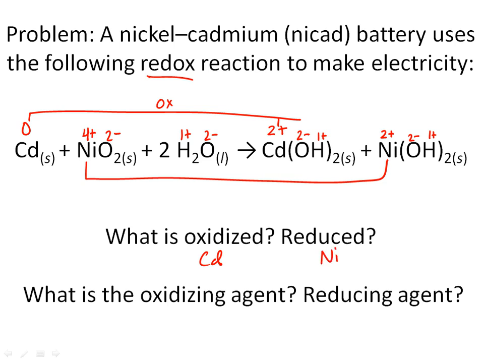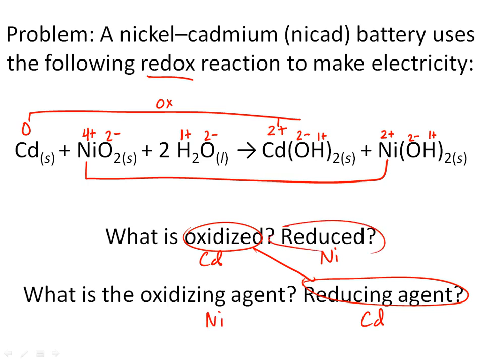Go ahead and take a moment and see if you can identify the oxidizing agent and the reducing agent. So the reducing agent is the thing that caused reduction. Nickel was reduced, so the thing which caused nickel to be reduced was actually cadmium. So oxidized is the same as the reducing agent. The oxidizing agent caused oxidation, so that means it gained electrons, it was reduced. The oxidizing agent was nickel. So just keep in mind that the words are actually opposites of each other.